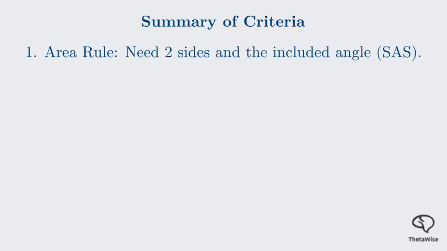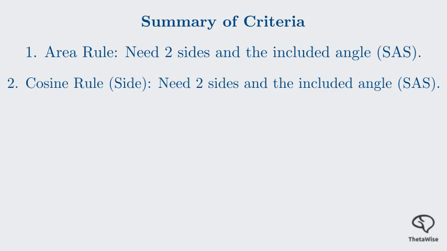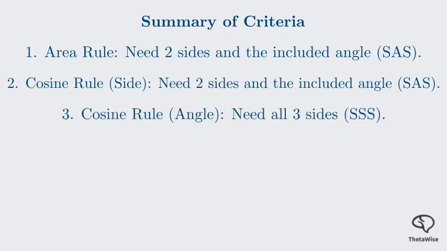To wrap up, let's summarize when to use each of these rules. Choosing the right tool is half the battle in your exam. First, the area rule requires 2 sides and the included angle, known as SAS. Next, the cosine rule for finding a side also needs SAS to find the side opposite the given angle. Finally, the cosine rule for finding an angle requires all 3 sides or SSS.